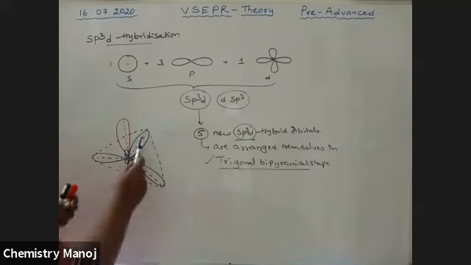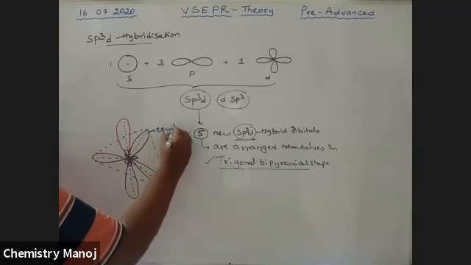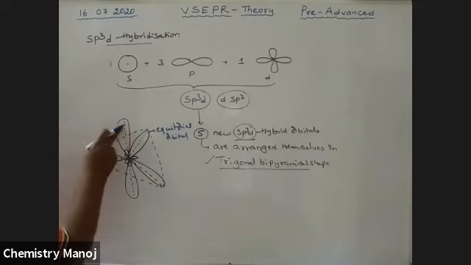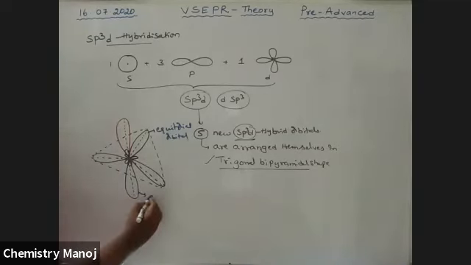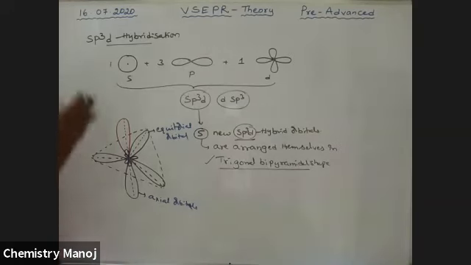Those orbitals present within the plane are called equatorial orbitals. These 3 orbitals are equatorial orbitals. The orbitals above and below the plane of the equatorial orbitals, that means this red lobe and blue lobe, are axial orbitals. So above and below the plane is axial, and within the plane, 3 are there, that is equatorial. This is the trigonal bipyramidal shape.